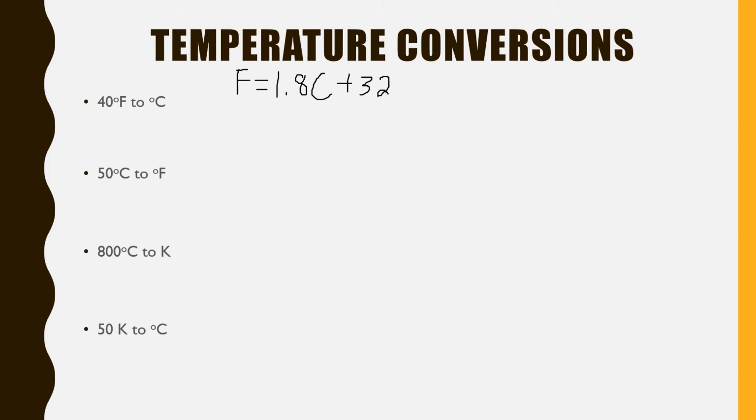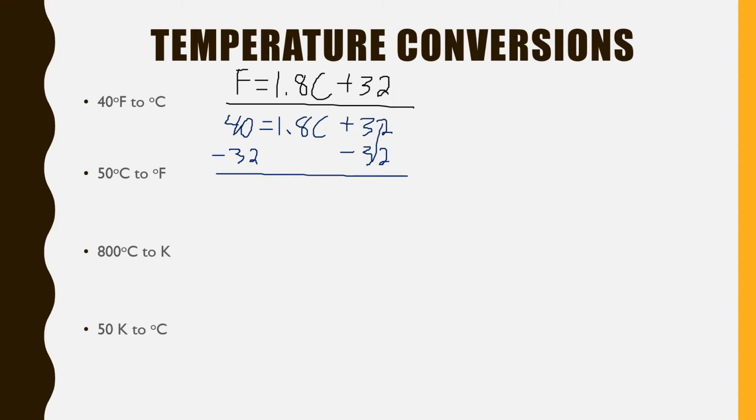So how would it work if I had 40 degrees Fahrenheit and I wanted to go to Celsius? How would I mathematically do that? Well, I would take the 40 and plug it into the F. 40 equals 1.8 C plus 32. Now I'm going to treat this as an algebraic equation. I am going to subtract 32 from both sides. These are gone. So 40 minus 32 is 8 equals 1.8 C.